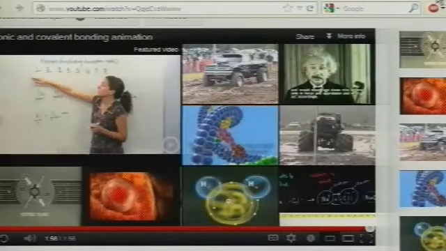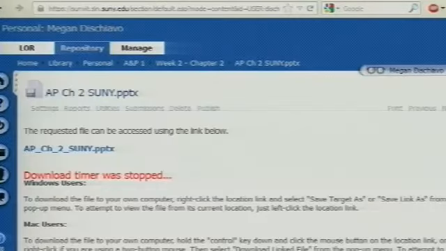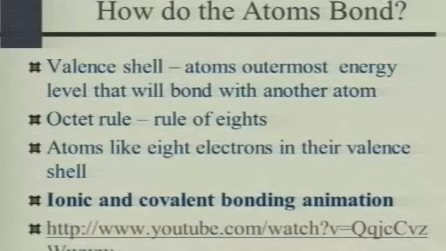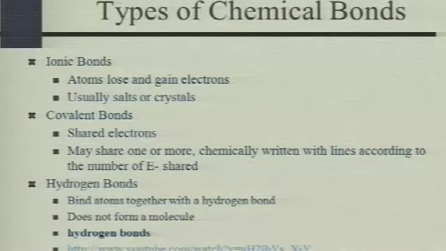Okay, so that's a great little animation about how you can have 2 forms of bonding, ionic and covalent. So let's go through that again. Ionic is when atoms lose or gain electrons. Now don't forget, electrons are negatively charged. So if you lose an electron from an atom, that atom is going to have a positive charge because it has more protons than it does electrons.